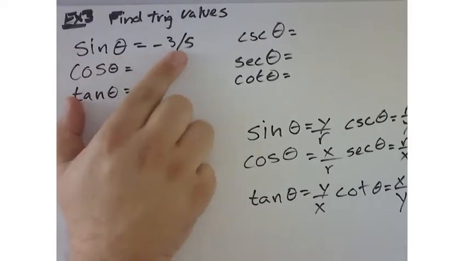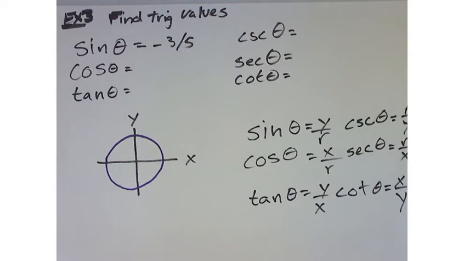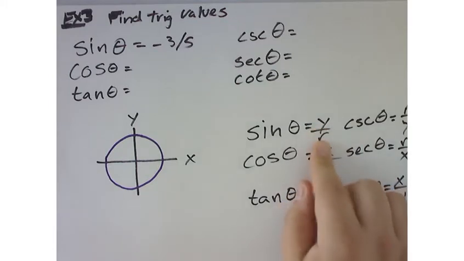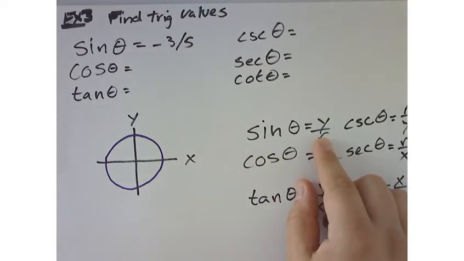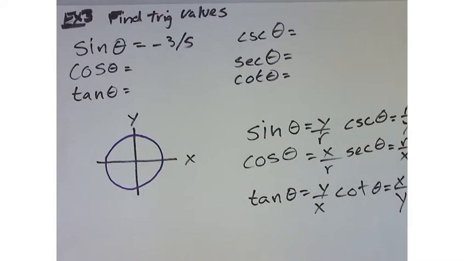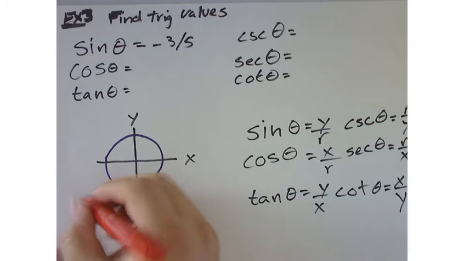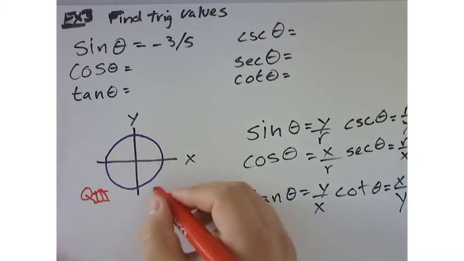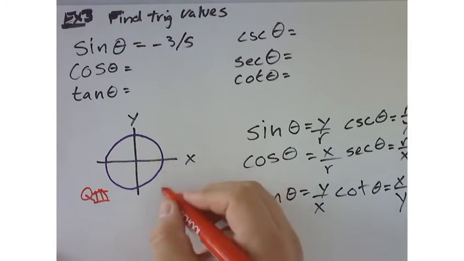So what this means when we say sine of theta is equal to -3 over 5 is that we're talking about the y value of -3 and the radius of 5, right? So -3 over 5 means I have a negative y value. Now that can occur in 2 places: it can occur in quadrant 3, or it can occur in quadrant 4.